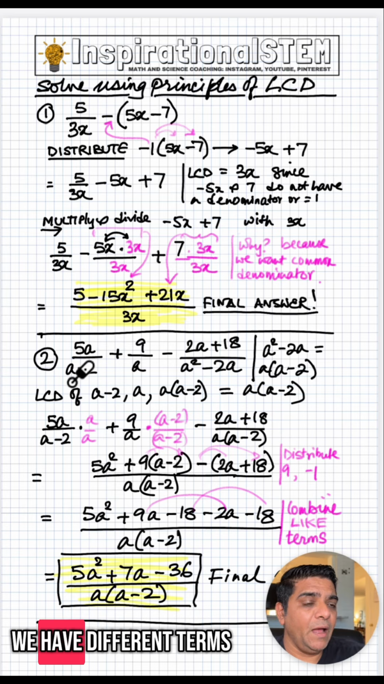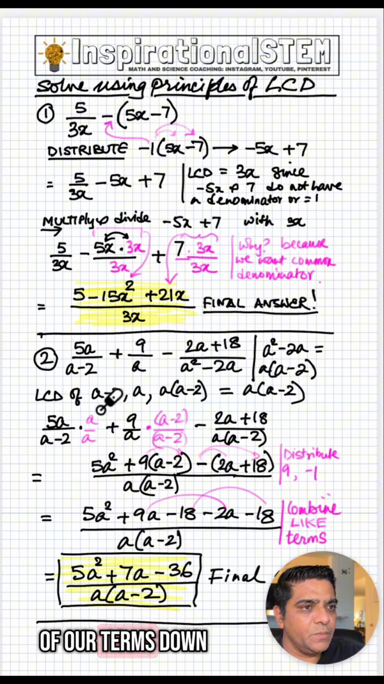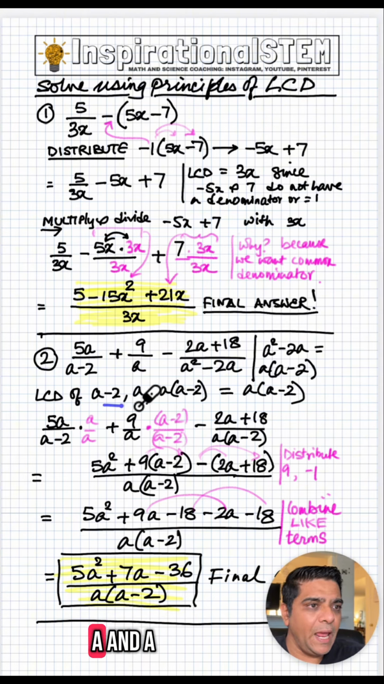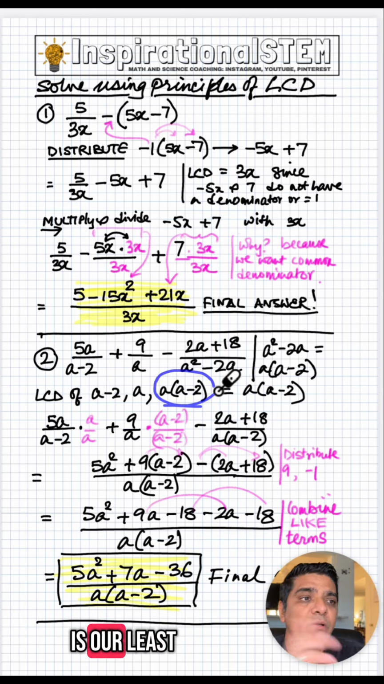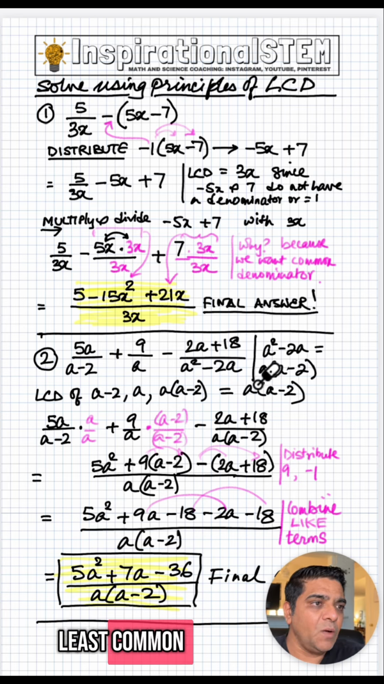In this case, we have different terms: a minus 2, then we have an a, and then we have a squared minus 2a. So let's break that down. A squared minus 2a is essentially a times a minus 2, because if you distribute it, you'll get the same thing, a squared minus 2a. So let's write all of our terms down. Then we need to find the LCD, the least common denominator, for a minus 2, a, and a times a minus 2. It seems like a times a minus 2 is our least common denominator, because all of these other ones divide into that.